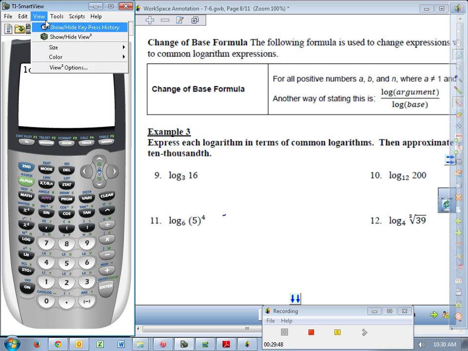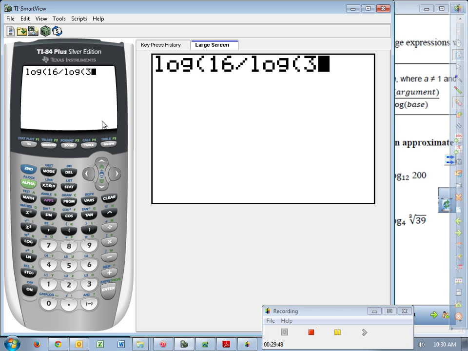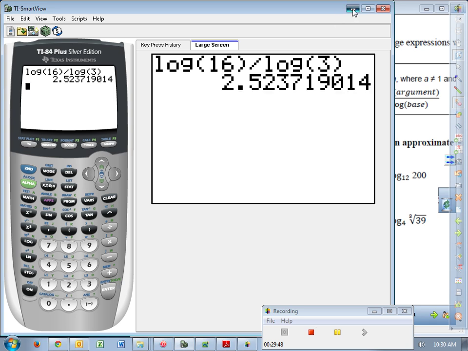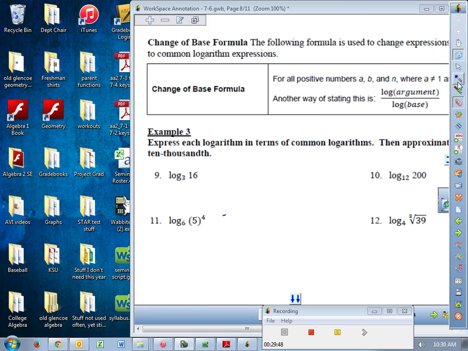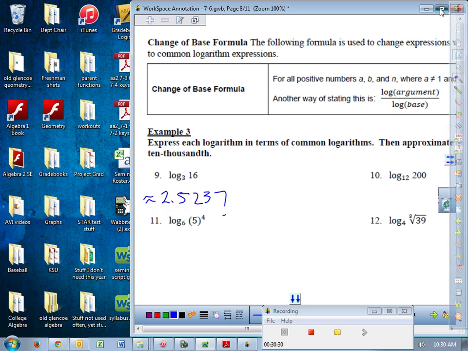Let me make it big for you. Is that going to give me the right answer? Nope. What did I forget to do? So log of 16 closed divided by log of 3 closed. Boom. About 2 point, what does it say to round to? 10,000. So about 2 point what? Tell me. 5237. What do I need in front of it? Approximate.